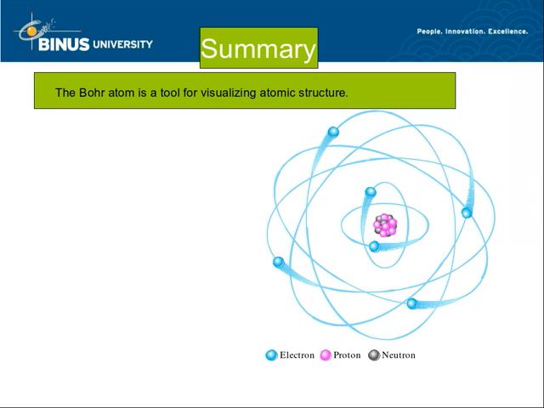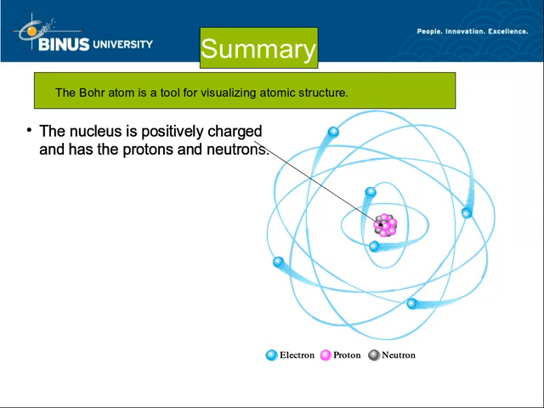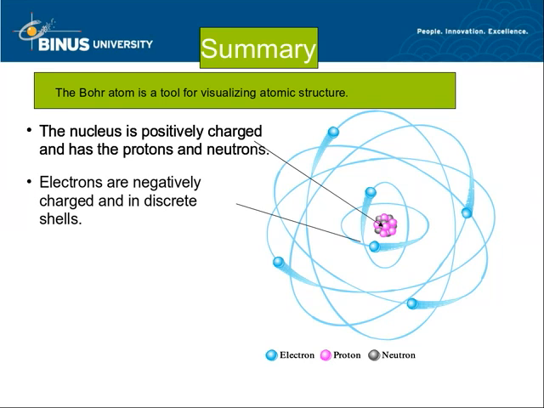Here we can see that there are three components, as you might have seen in a physics class, that for an atom we have three components: electron, proton, and neutron. The core of an atom is called the nucleus, and it is positively charged and has the proton and the neutron. The electrons are negatively charged and in discrete shells.